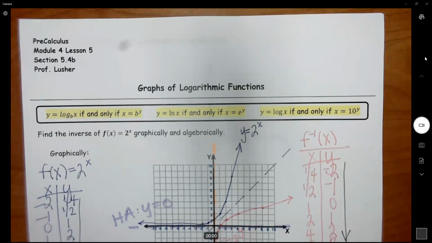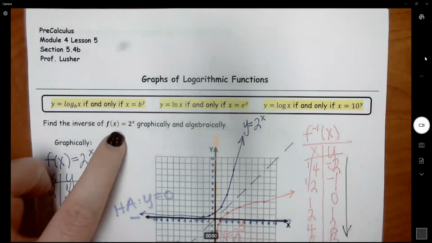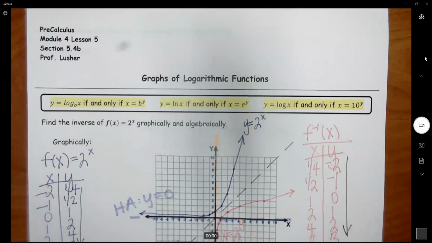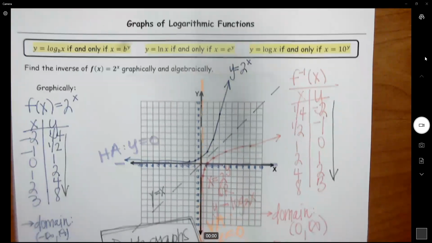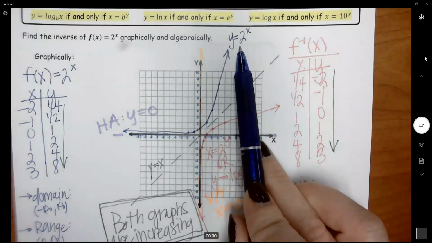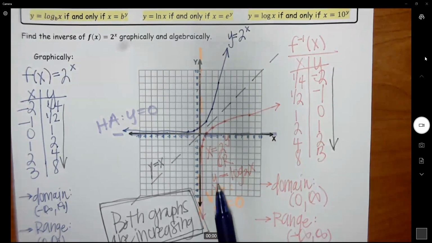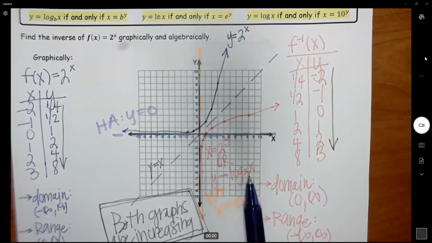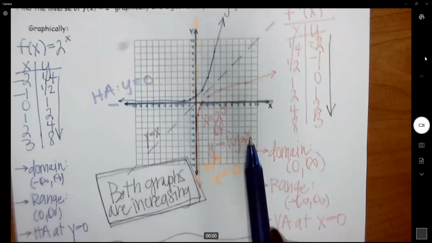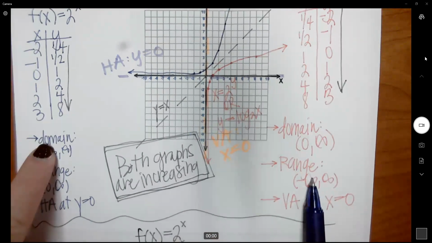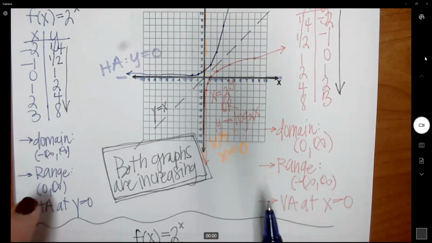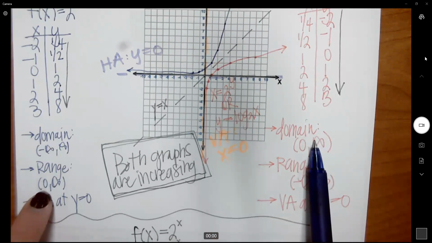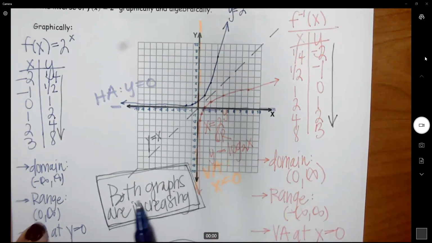In the last video, we went over finding the inverse of f of x equals 2 to the x power, both by the graph and algebraically. And what we found was that y equals 2 to the x, its inverse was y equals log base 2 of x. We found that the domain was the same as the range of the inverse and that the range was the same as the domain of the inverse. And we found that both of these graphs were increasing.